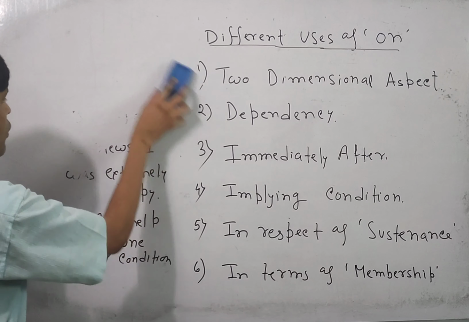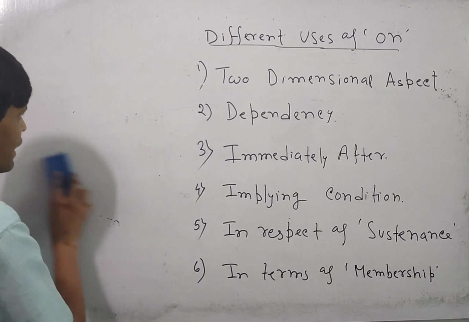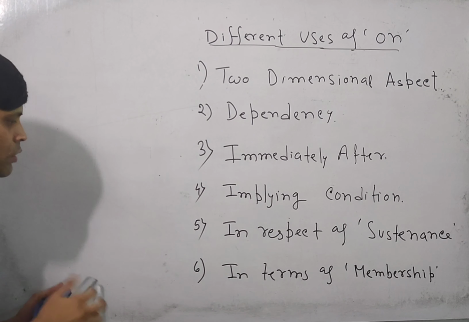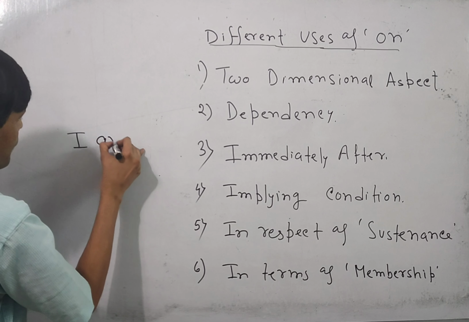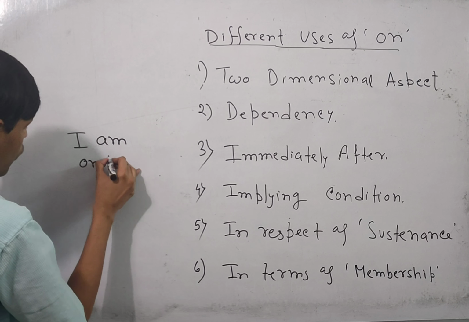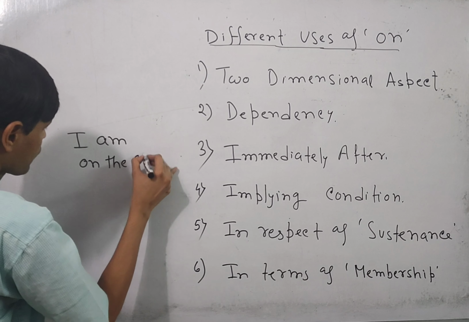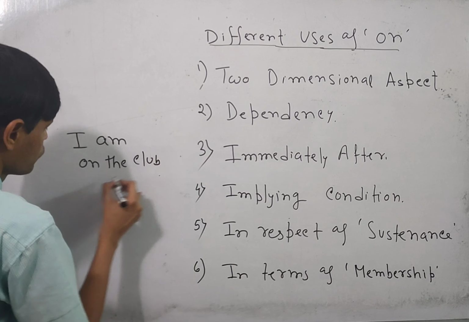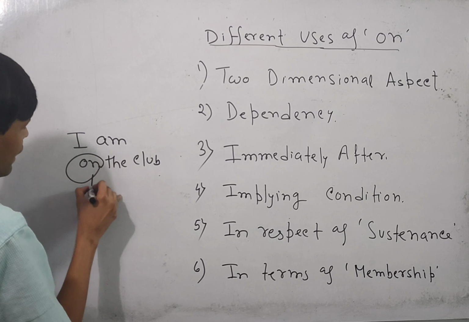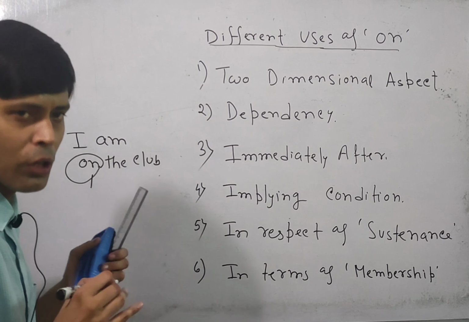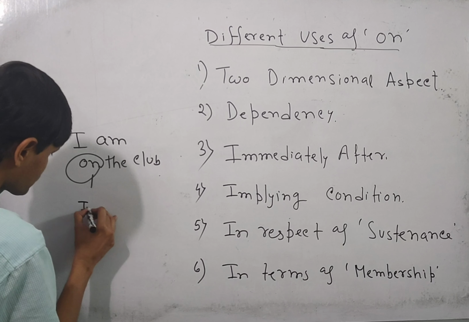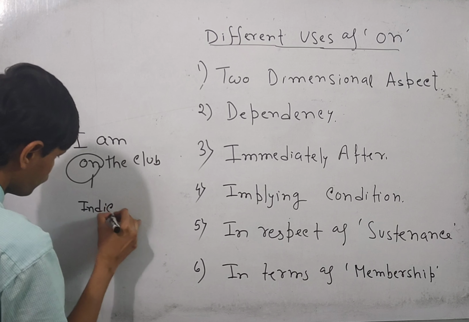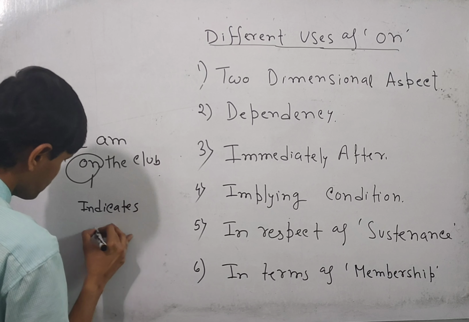So you should not be confused over the sentence that I am going to write. Suppose if I say that I am on the club. So here on the club means I am a member of the club. Here on indicates membership.